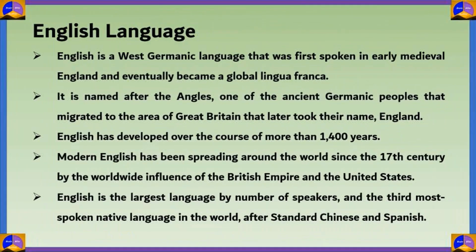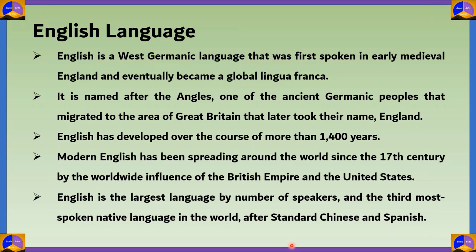So first things first, let's look at the English language in general. English is a West Germanic language, and it was first spoken in early medieval England, and now it's considered a global lingua franca, a language that is spoken among all cultures. Now, English is named after the Angles. The Angles are one of the ancient Germanic people, and they migrated to the area of Great Britain, which later took their name, England. English has developed over the course of more than 1,400 years.